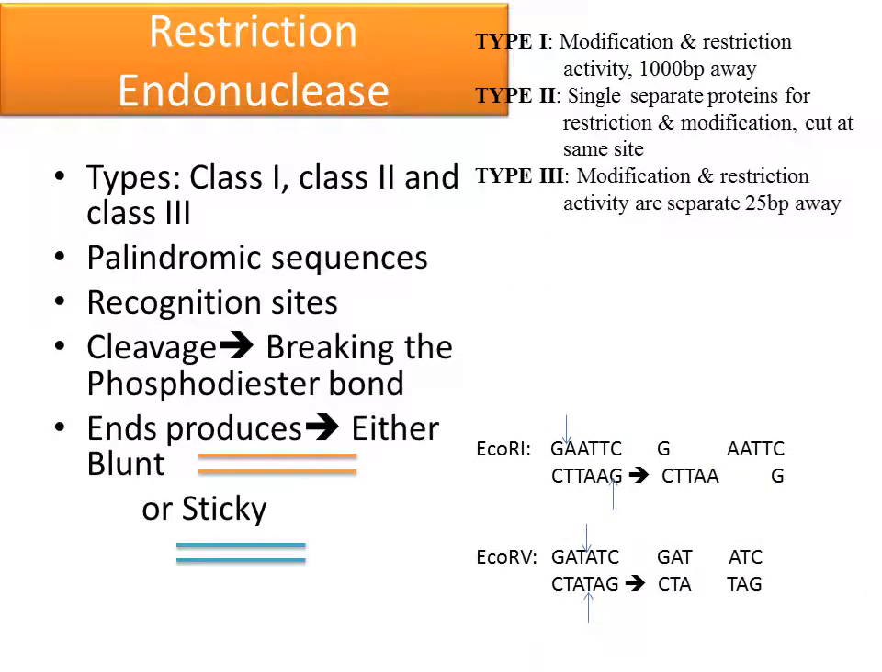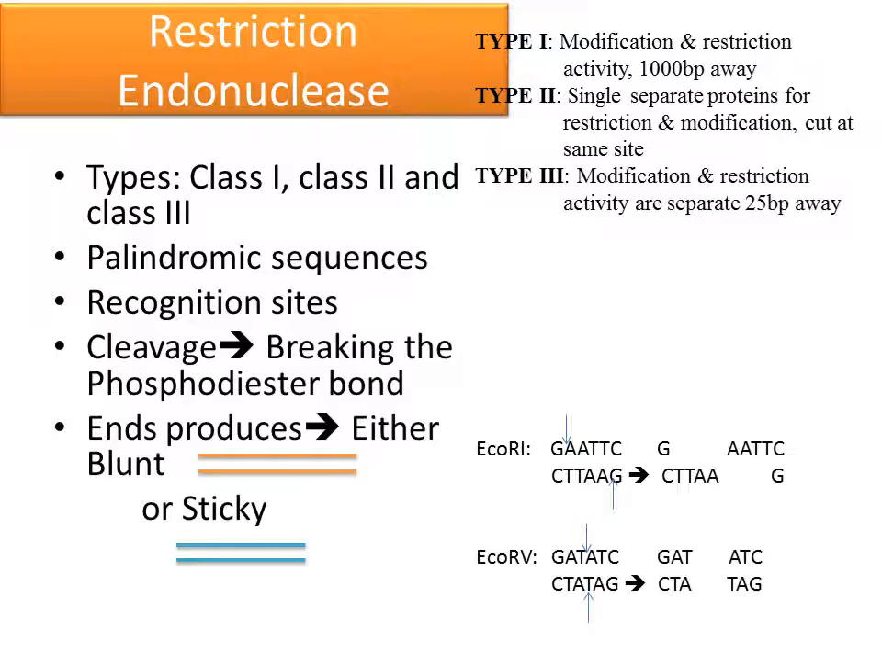Now, it has three types: type 1, type 2 and type 3. When we are talking about endonuclease, it means it will cleave in between the DNA strands. It will not cleave at the edges, it will cleave in between. How does it cleave? It cleaves by breaking the phosphodiester bond. Where will it cleave? It will recognize some sequences. Those sequences are known as palindromic sequences.